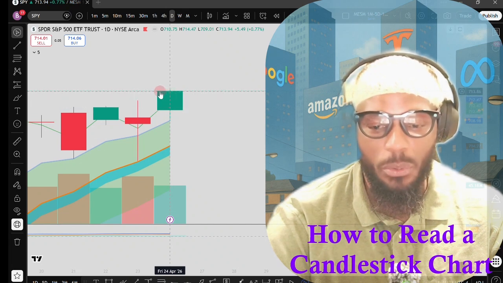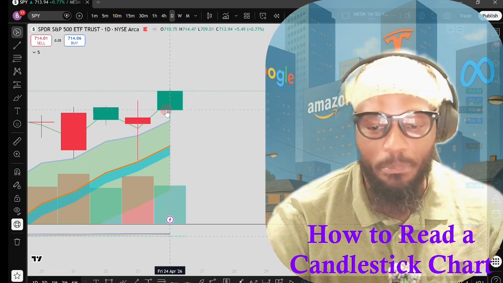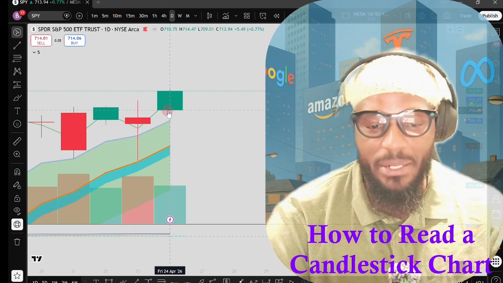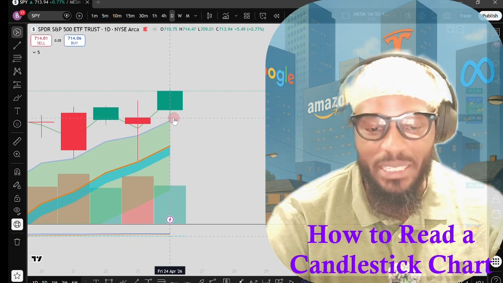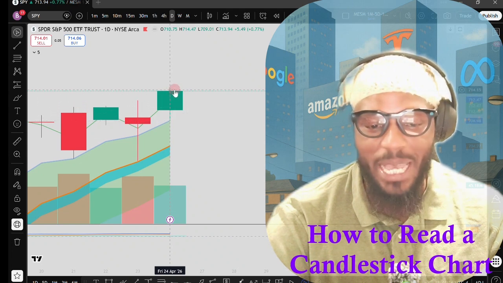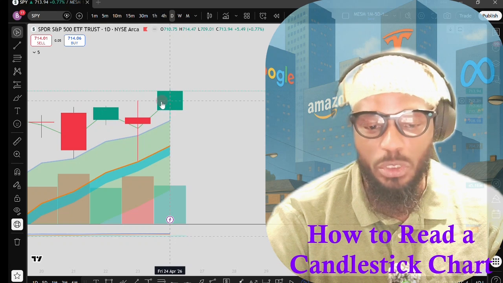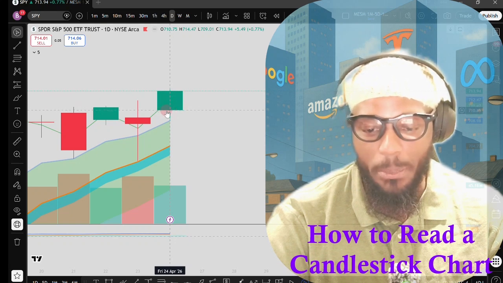Candlestick bodies. The price opens at the bottom of a green candle. The price opened here at 710.75. The price went all the way down as low as 709.01. Then it got pushed back up all the way as high as 714.47. And then it got pushed back down and closed at the top of the body here at 713.94. Green bullish candles open at the low of the body and close at the top of the body. Keep that in mind.